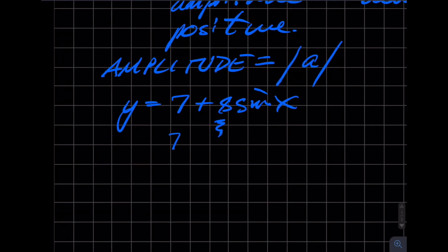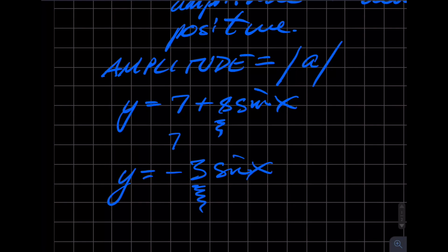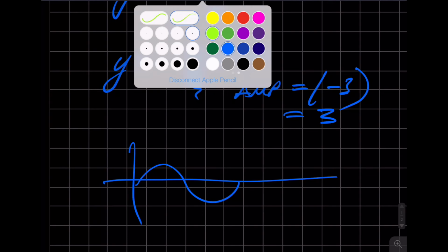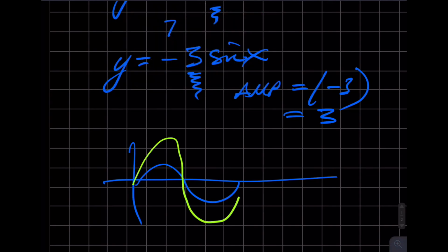not just the first number that comes after the equal sign. And again, if I have this function, y equals -3 sine x, well, this 3 tells me that it's an amplitude of absolute value of -3, which is 3. So I have an amplitude of 3. Again, that's taking my parent function that looks something like this and turning it into something like this, right? Where instead of being from -1 to 1, I'm going from -3 to 3.